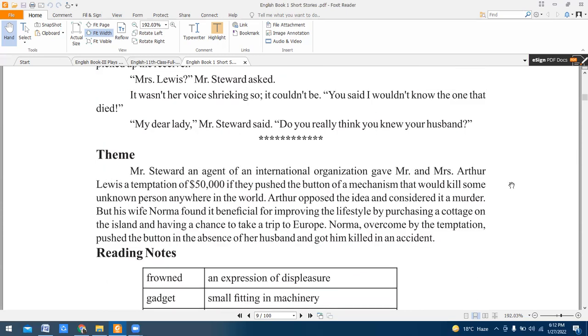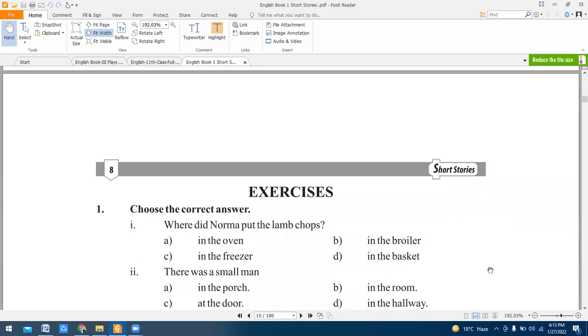Mr. Stewart, an agent of an international organization, gave Mr. and Mrs. Arthur Lewis a temptation of $50,000 if they pushed the button of a mechanism that would kill some unknown person anywhere in the world. Arthur opposed the idea and considered it a murder, but his wife Norma found it beneficial for improving their lifestyle by purchasing a cottage on the island and having a chance to take a trip to Europe. Norma, overcome by the temptation, pushed the button in the absence of her husband and got him killed in an accident.